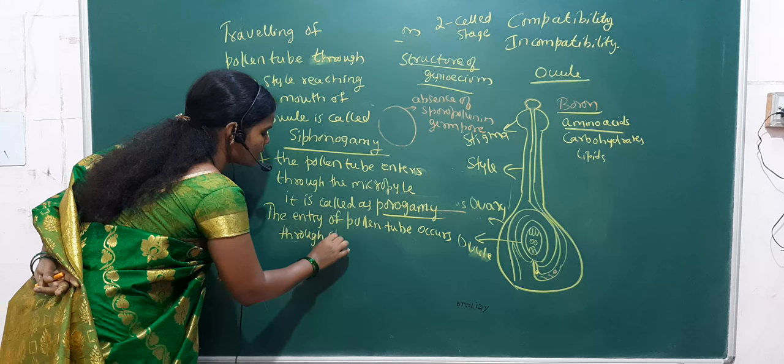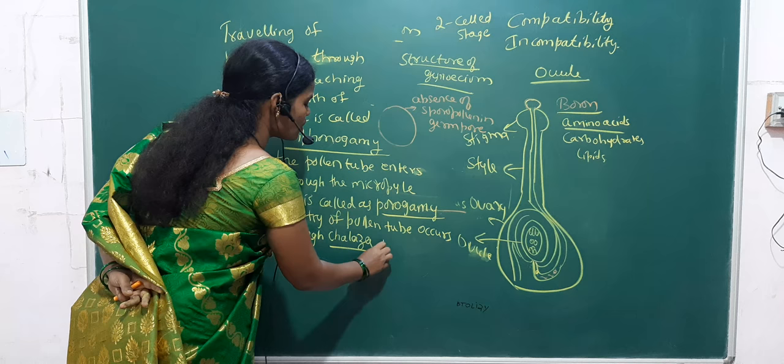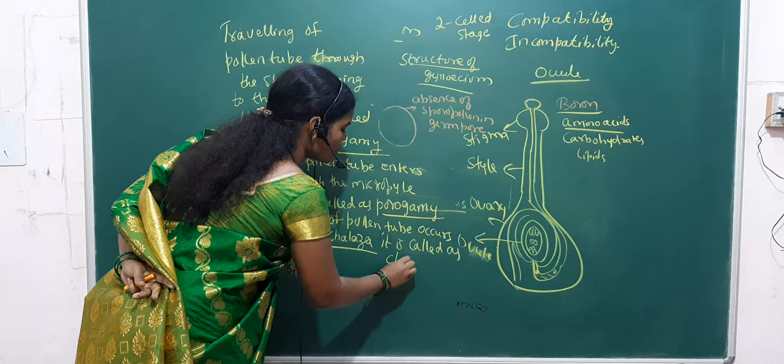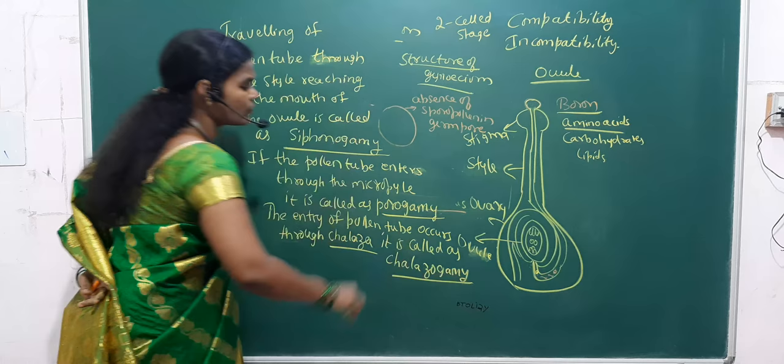If the entry of the pollen tube occurs through chalaza, it is called as chalazogamy. Chalaza is nothing but the base of the ovary. What do we call it? Chalazogamy. If the entry of the pollen tube occurs through chalaza, it is called as chalazogamy.